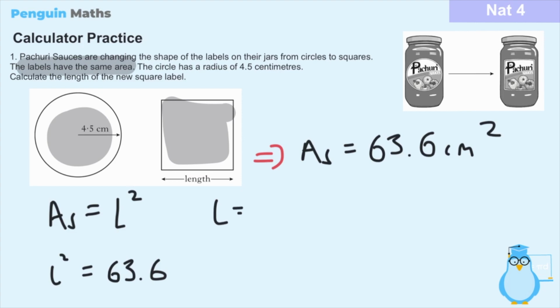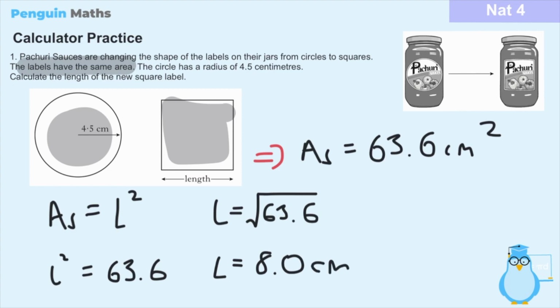And then to calculate the length, because L squared is 63.6, what we can then do is take the square root of 63.6 to give us the length. And if we do this in our calculator, we should get an answer of approximately 8 centimeters, and that's to 1 decimal place. So the hardest part of this question, I would say, is the problem solving aspect of it.